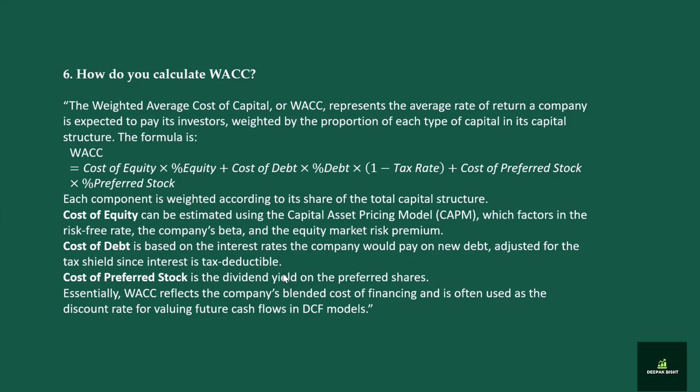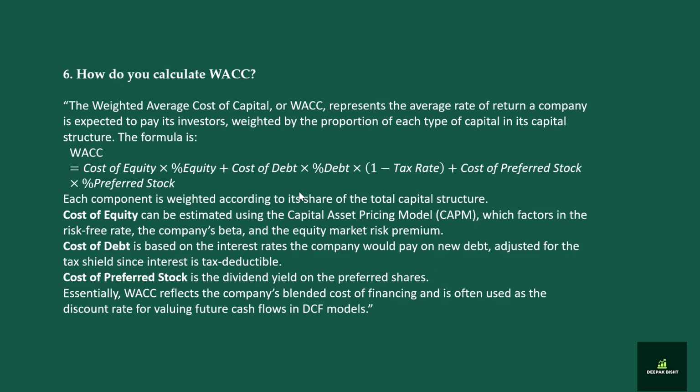So if I am paying $10 on a $100 preferred stock, where $100 was the issuing price and we are providing $10, then 10% is the cost of preferred stock. We multiply the cost of preferred stock with the weight of preferred stock, the percentage of preferred stock in the company's capital structure.